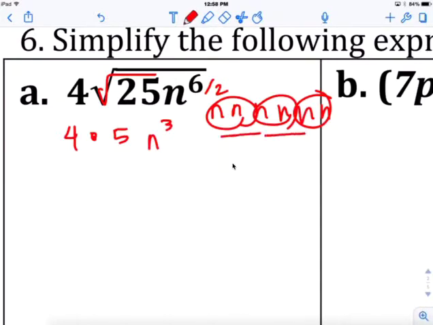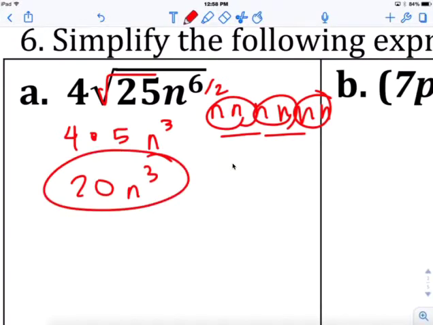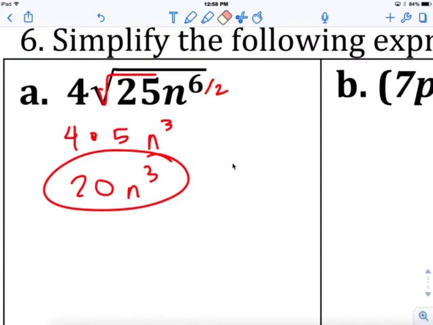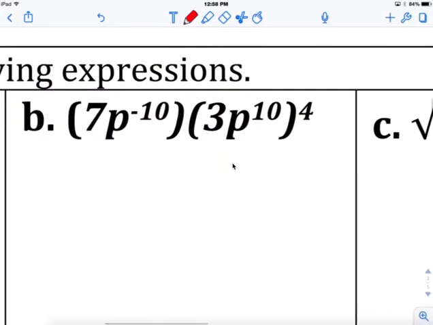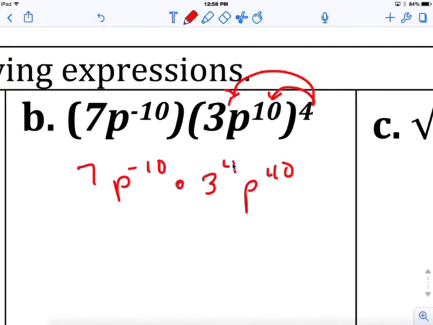There's 3 groups of n, any way you look at it. If you do this work, you don't have to write it all out. This here, you distribute first. These will be on the test for sure, okay, you guys? 3 to the 4th, p to the 40th, 7, p to the negative 10, 21, p to the negative 10 plus 40, 21, p to the 30th.